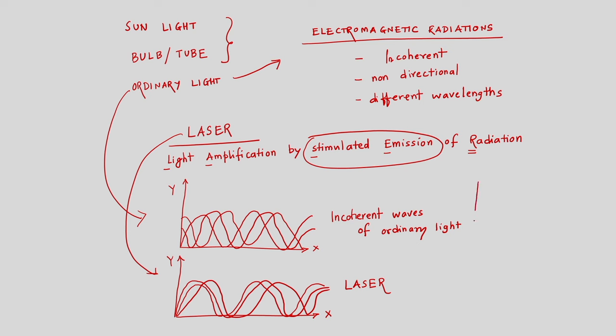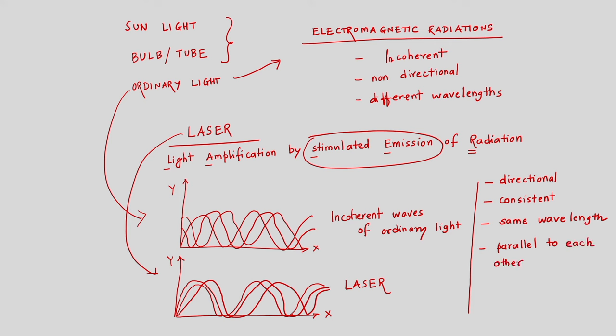So let us summarize the laser characteristics here. Lasers have waves which are directional. They are consistent. All the waves have the same wavelength, which is very important. And the rays are highly parallel to each other. Due to all these features, lasers are widely applied in industry.